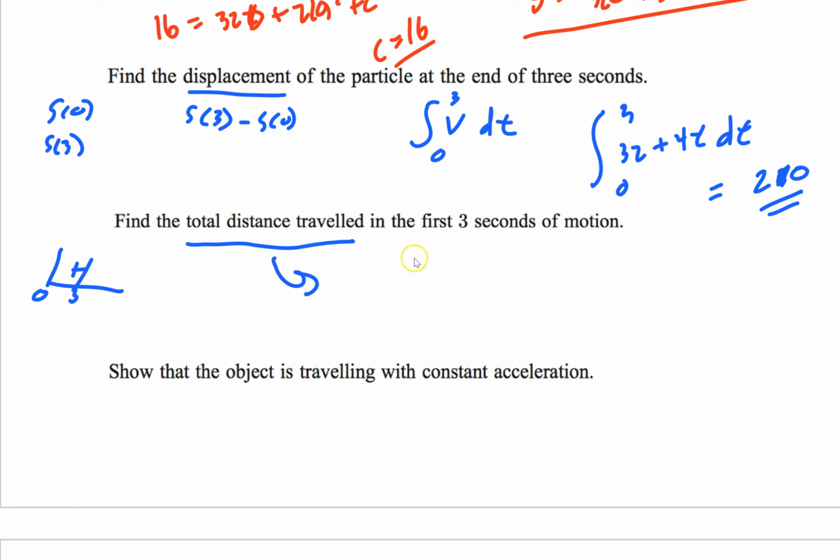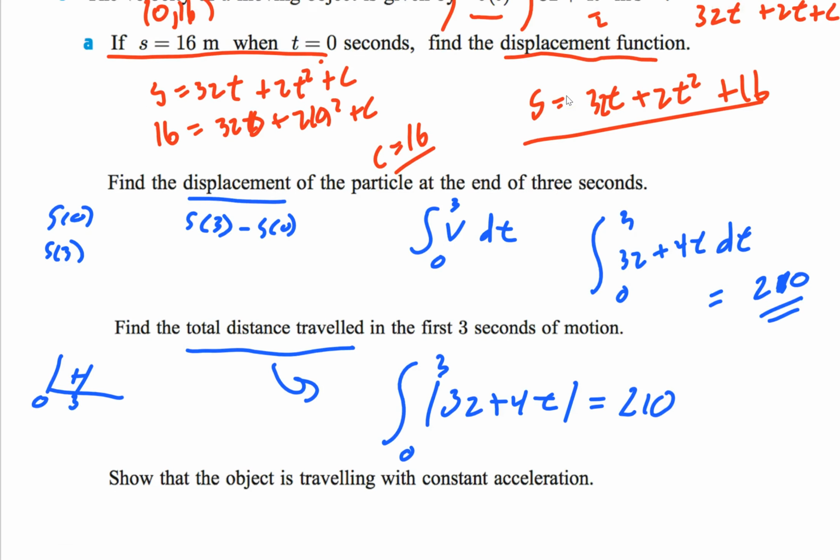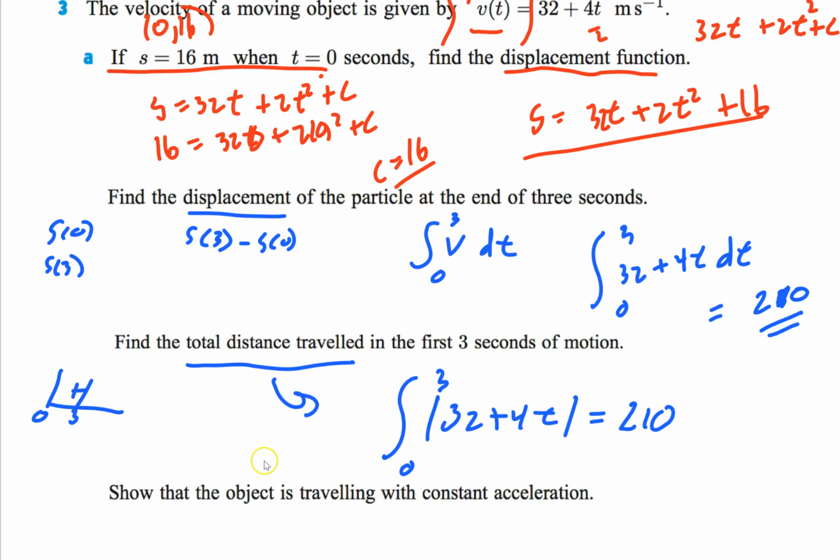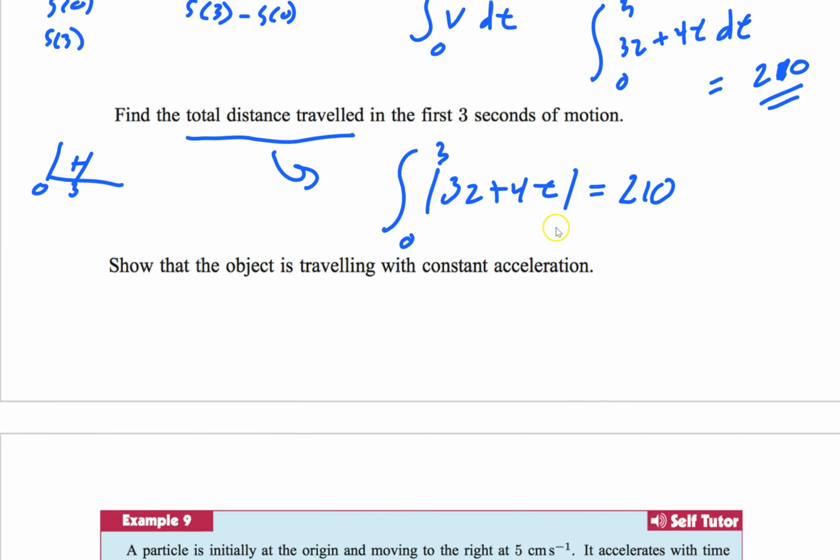With the calculator, you just integrate it. Absolute value of 32 plus 4t from 0 to 3 seconds, and that equals 210 as well. Because again, if I found this critical point, setting that equal to 0 would have been -8. So you don't really have a critical point within the range, so you get the exact same thing. But again, done with absolute value.